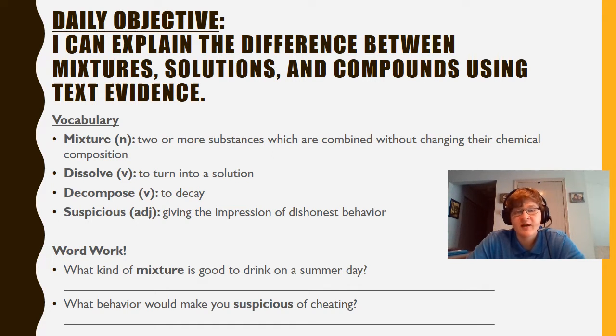Our vocabulary, repeat along at home. Our first is the noun mixture, mixture. Two or more substances that are combined without changing their chemical composition. So, you probably have seen someone make mixtures before. If you've ever made a drink at home, if you've ever taken water or juice powder like Kool-Aid and sugar and then combined them together, you're not changing the chemical composition of the Kool-Aid. You're just combining these two different substances into one drink mixture.